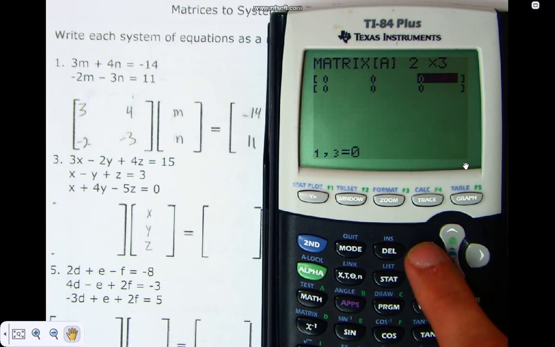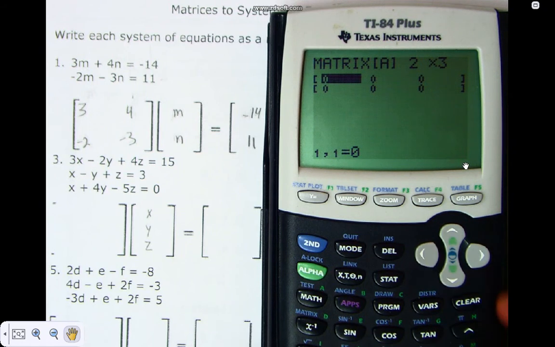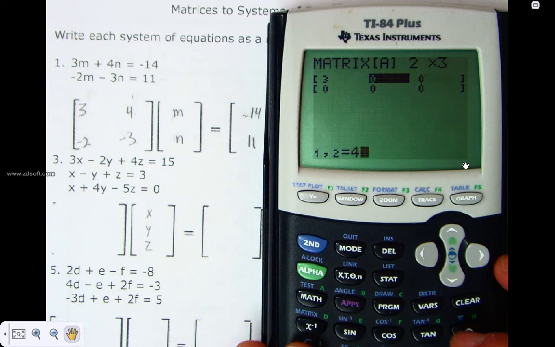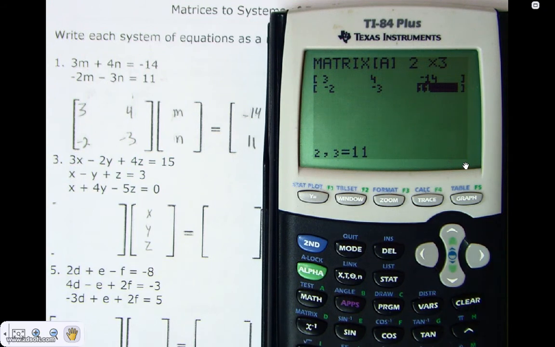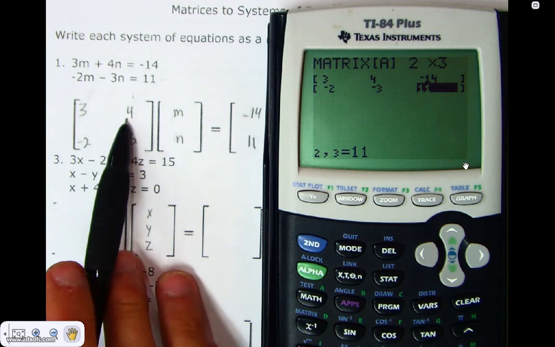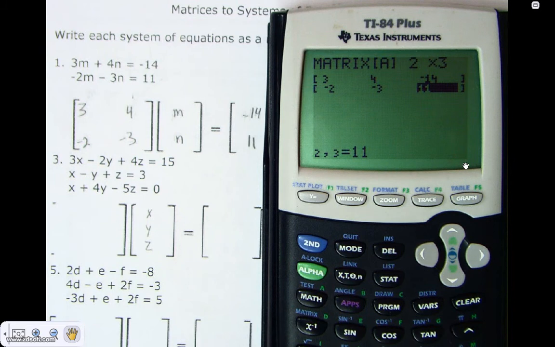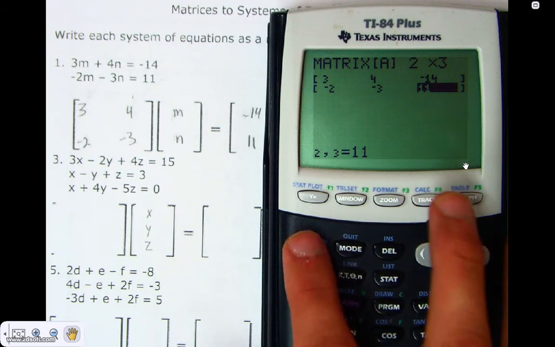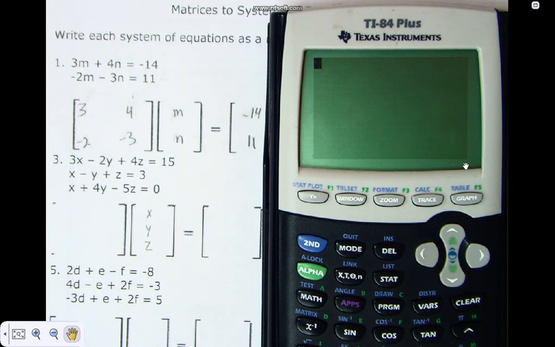Okay. So I'm going to go ahead and enter the numbers into the matrix. So I have a 3, 4, -14, -2, -3, and 11. So you can see right here, 3, 4, -14, -2, -3, and 11. We enter that into the matrix. Go ahead and quit. So we've created our matrix. Now we can quit, close out of that.